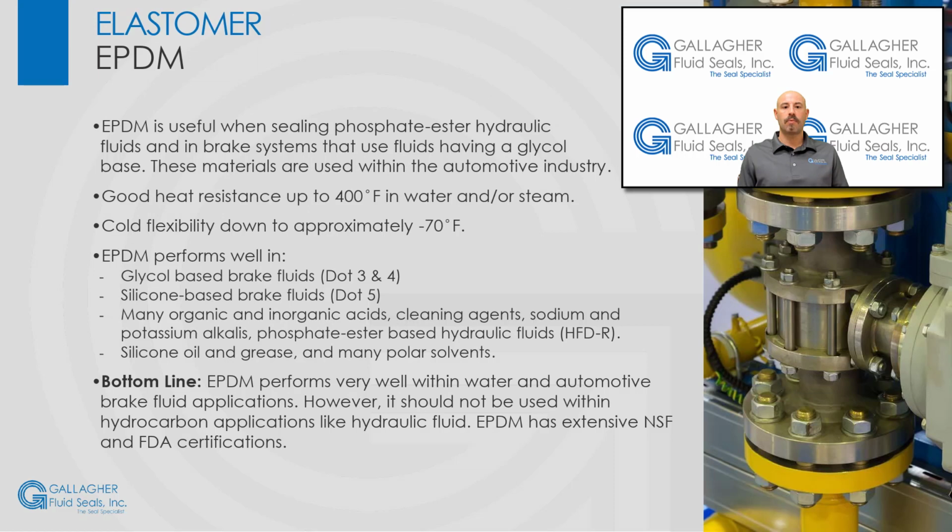Next, ethylene propylene and ethylene propylene diene rubber are particularly useful when sealing phosphate ester hydraulic fluids and in brake systems that use fluids having a glycol base. These materials are widely used within the automotive industry and for any application with water or steam.